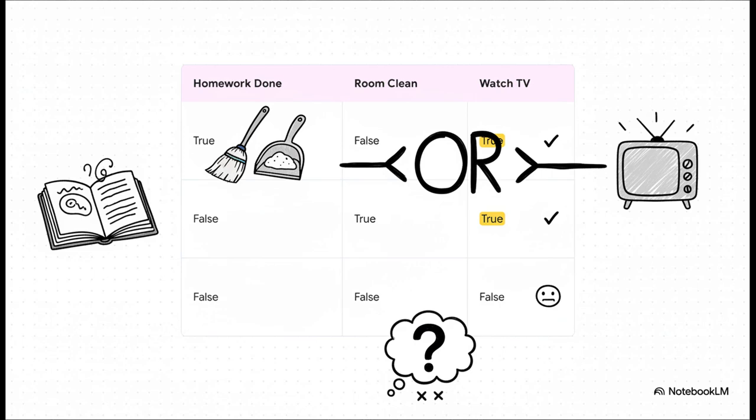But with the or operator, things are a lot more laid back. You only need one of the conditions to be true to get a yes. So if you finish your homework or you clean your room, you get to watch TV. The only way you lose out here is if you do neither of them.